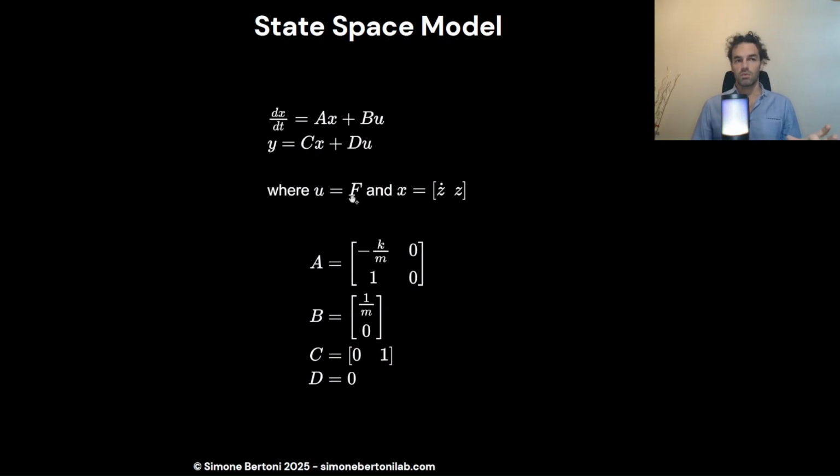So our u is the force, as we have already discussed, and our state vector is the derivative of the position, so the speed of the object in this case, and the position of the object, z. With this definition we can see that these are the A, B, C, D matrices that describe the system as we have explained it before.